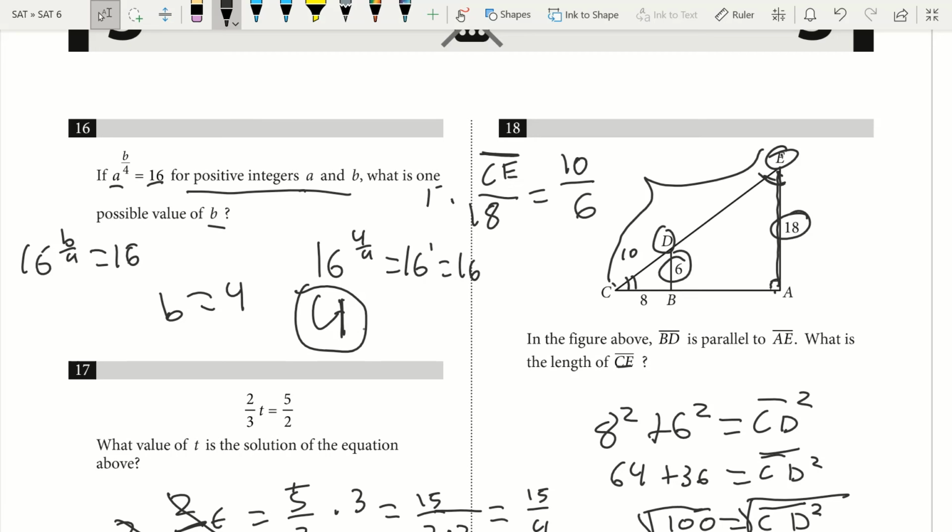Now we go ahead and multiply by 18 to each side. 10 times 18 is 180. 180 over 6 is 30. Therefore, CE equals 30.